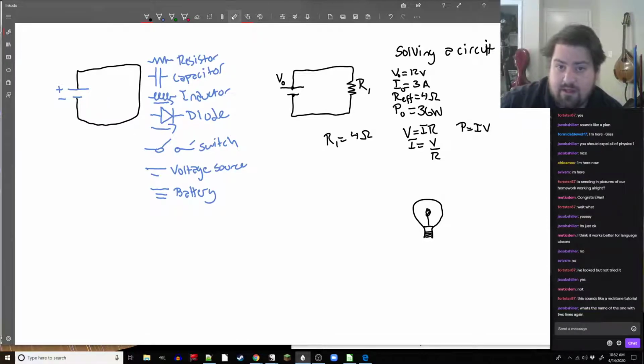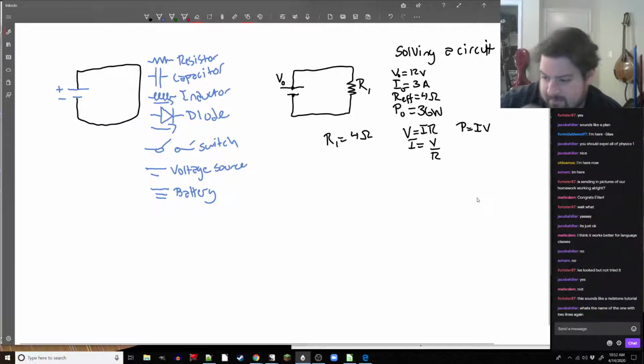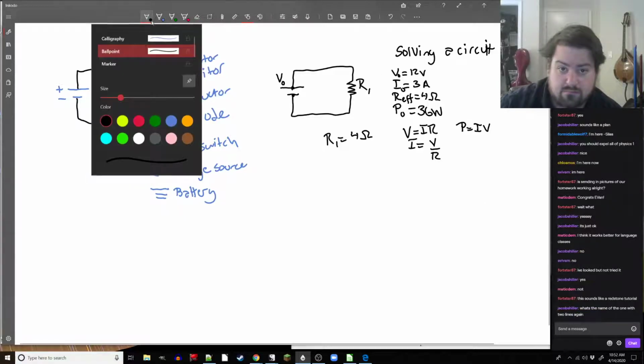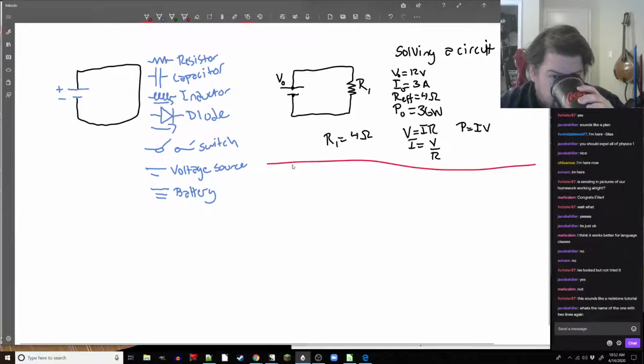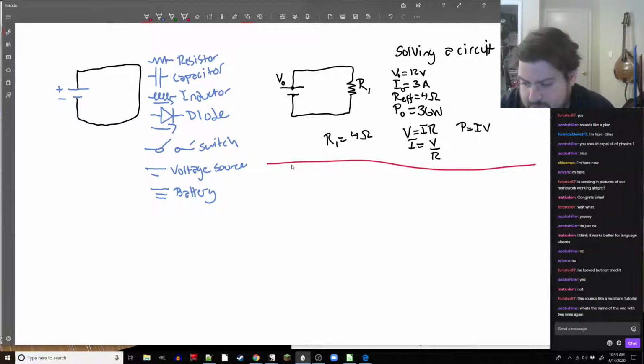Not so bad. Any questions about it? About solving this really simple circuit? We're going to do a more complicated one next. No questions?